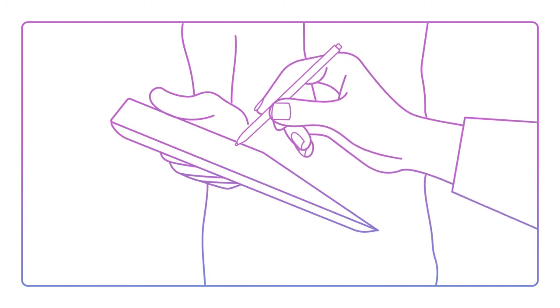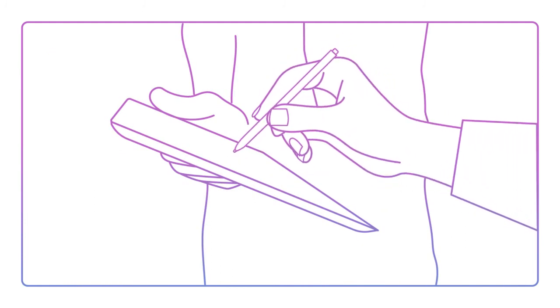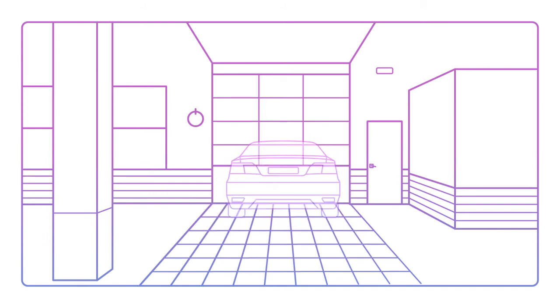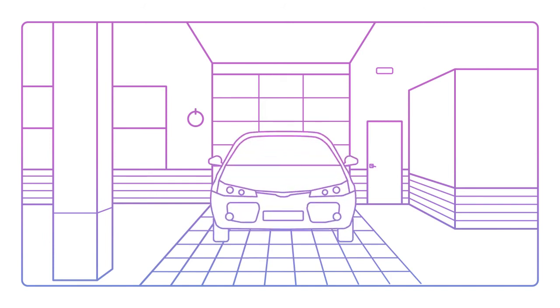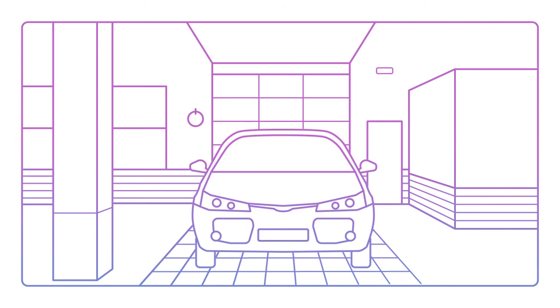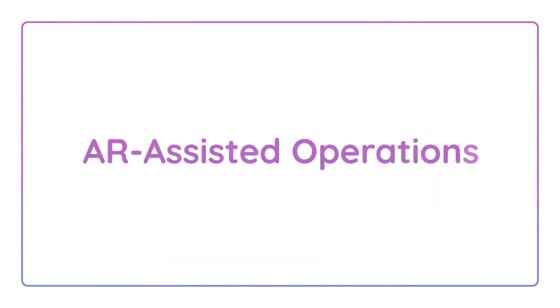The owner signs on the inspection report on the same device, and the report itself is automatically sent to the system and the car owner. The recording of the inspection is stored in the cloud for further reference. Having finished the checkup, the driver can now leave the service station and make room for another customer, who as well can benefit from the quickness and quality of AR-assisted operations.